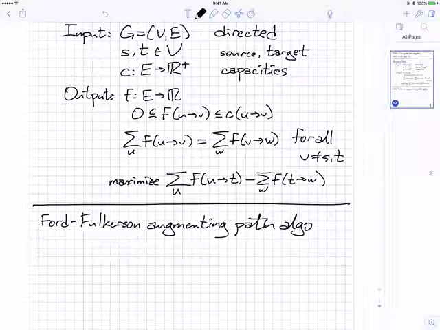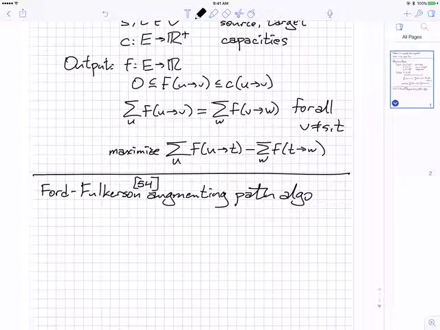Named after Lester Ford and somebody Ferguson, who discovered this algorithm 60 years ago. So the idea is that I'm going to start by initializing a flow to 0 everywhere. Every edge is going to have a flow value of 0.